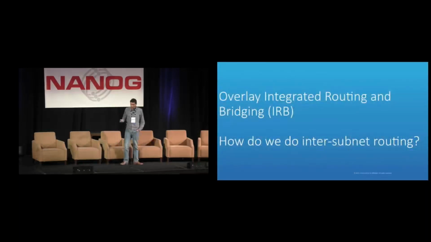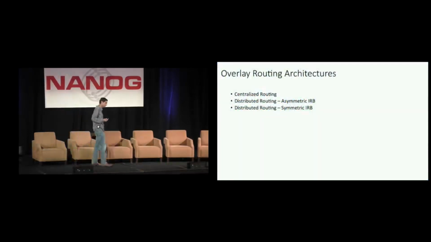So next, we'll look at how to do inter-subnet routing in this architecture. We'll go over three routing architectures that are possible with this: centralized routing, distributed routing with asymmetric IRB, and distributed routing with symmetric IRB. And we'll draw some comparisons and try to show why, for this architecture, we prefer one over the other.